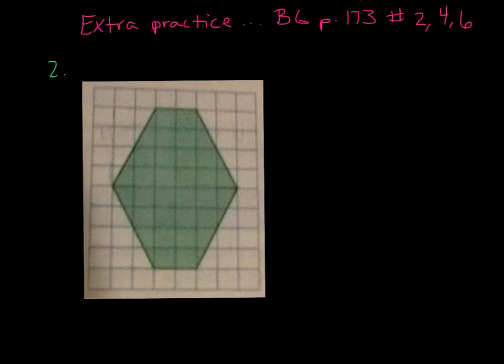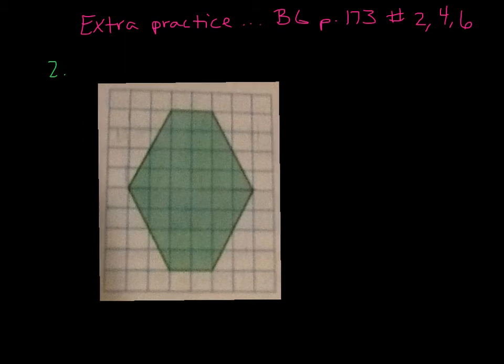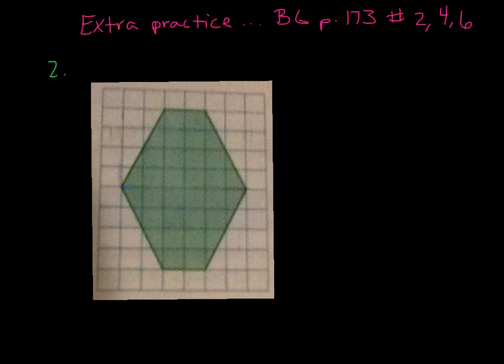So for this extra practice, I'm going to do the other opposite problems from the book that aren't your practice problems, numbers 2, 4, and 6. This is number 2, and we have a shape that we can easily see that we could split right down the middle and make 2 trapezoids out of it.